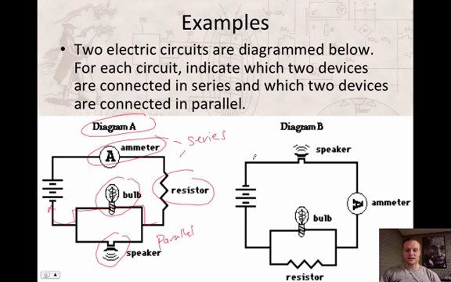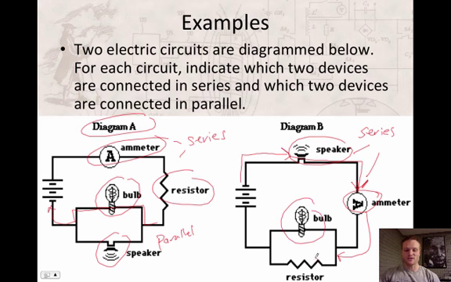Let's take a look at this one right here. As the current flows around, it hits the speaker. Is there any choice but to go through the speaker? And the answer is no. Okay, so I must go through the speaker, and I must go through this ammeter because there is no other choice to go around it. So these two are wired in series, whereas as the current comes to this junction, there are two paths that the current can go. It can go through the light bulb, or it can go through a resistor. And so since there is more than one path for the current to flow through, these two are wired in parallel.